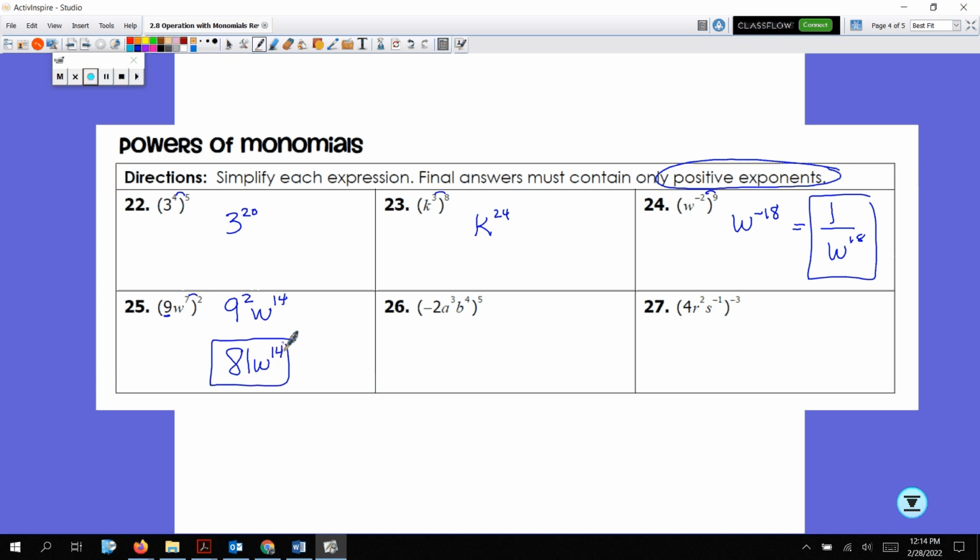All right. I need to raise this negative 2. Please use parentheses when you're dealing with negatives, okay? We're raising negative 2 to the 5th power, and then we're multiplying these little numbers. So a to the 15th, b to the 20th. When I plug in my calculator, negative 2 to the 5th power gives me 32. I already figured out how many a's and how many b's I have.